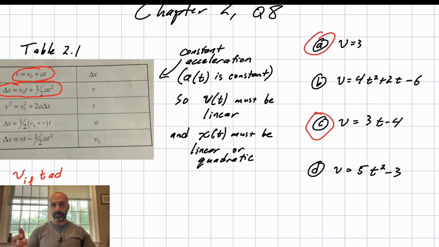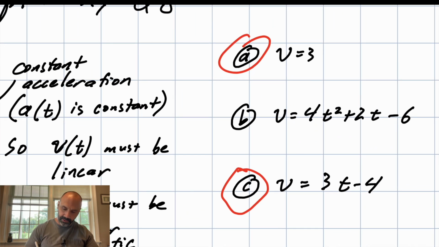Now, if we add calculus, that helps as well, because we can take the derivative of this function with respect to time, and that'll give us the acceleration function. Then by looking at the acceleration function, we'll be able to see whether the acceleration is constant or not. So for A, the derivative of 3 is 0, so a equals 0, which is what we said before.